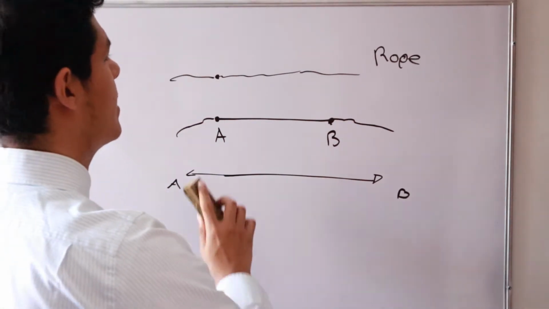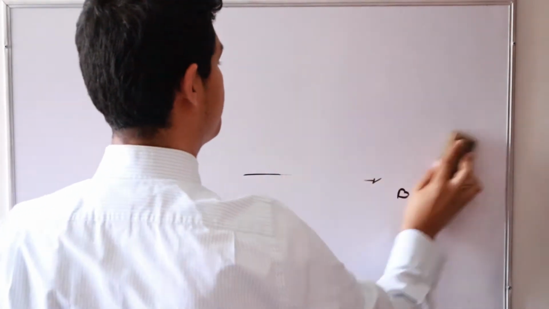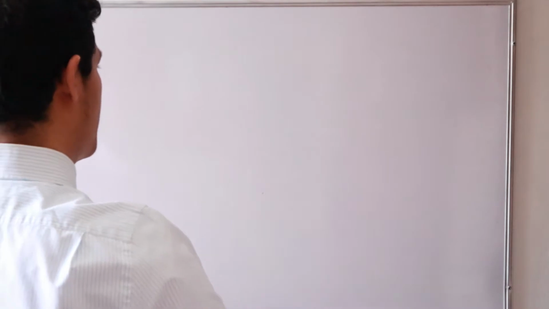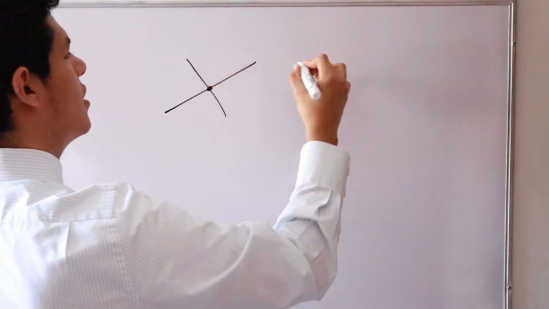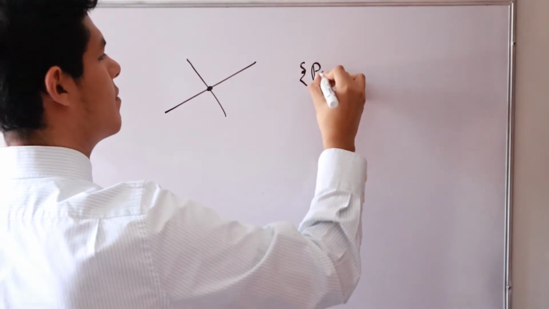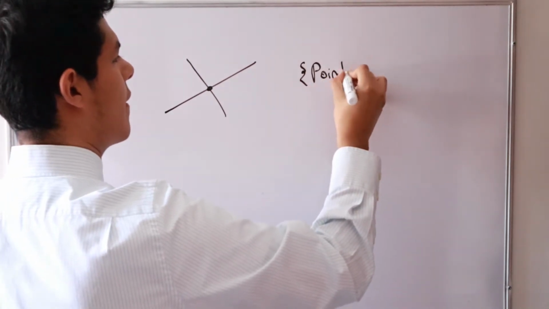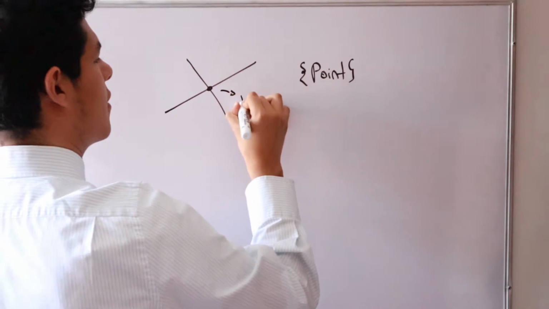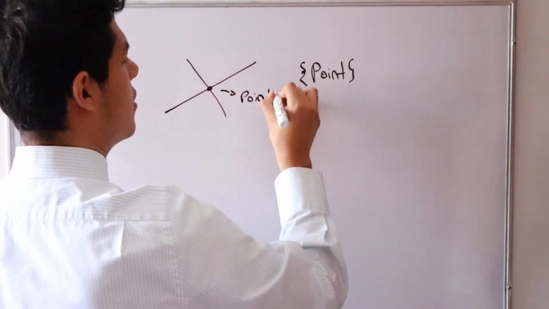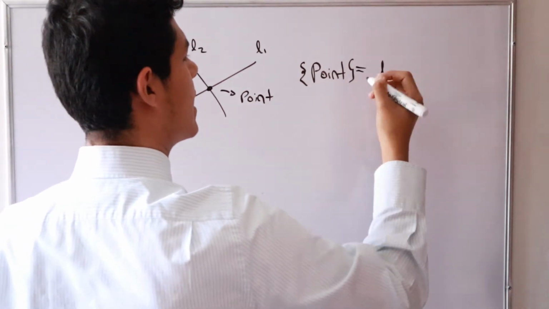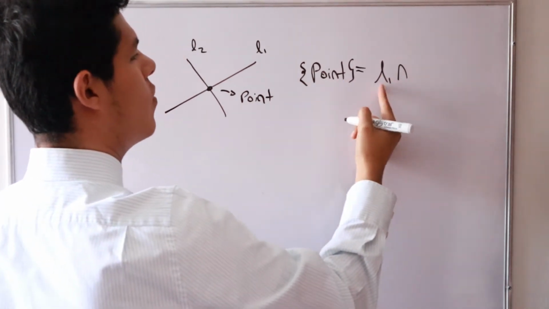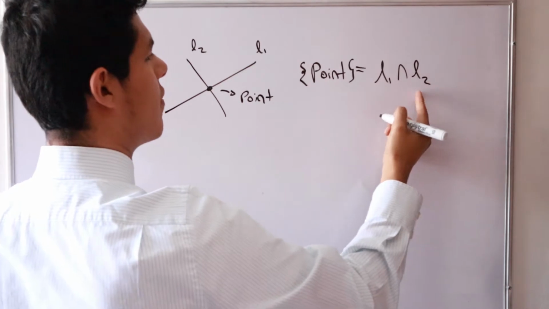So this would be a line, and an intersection of two lines would be a point. This is L1 and L2, so this would be the intersection of line 1 and line 2.